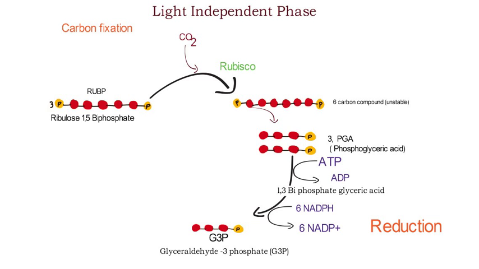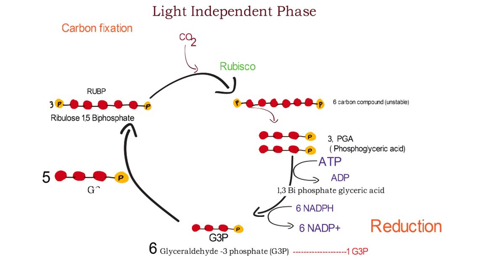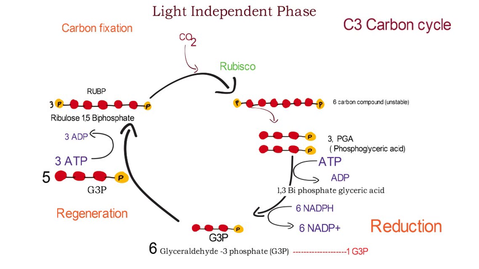Now the next phase is the regeneration phase. Only one molecule of G3P will now be utilized to make glucose, while the rest of the G3P molecules will recycle to generate RuBP. And this entire process was explained by Calvin, and so it is also known as the Calvin cycle.